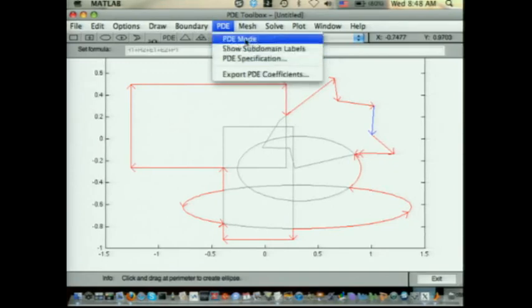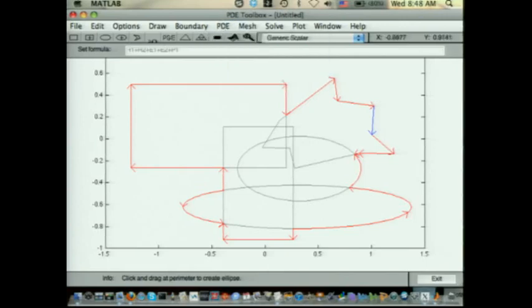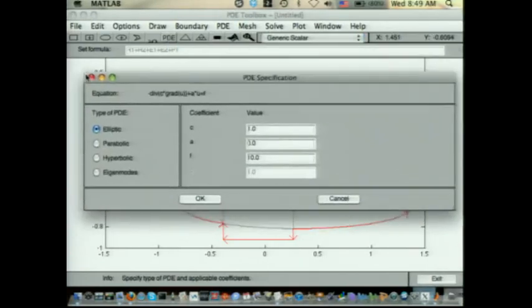But you basically do all this. Oh, by the way, check this out. Export PDE coefficients. Like I said, you can export all the pieces of this that you want. Okay. Well, let's go ahead and push PDE. And what ends up happening when you push PDE, this comes up.